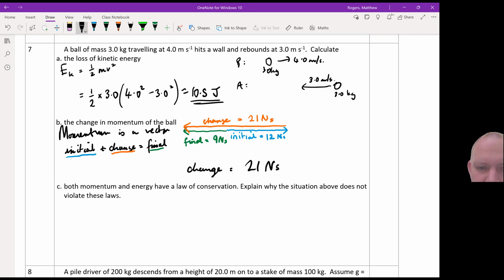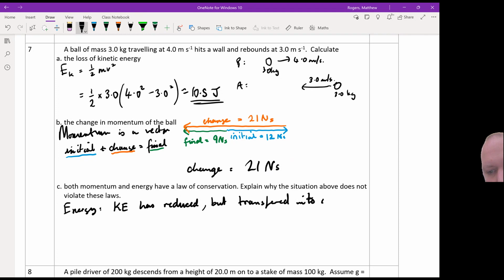Both momentum and energy have a law of conservation. Explain why the situation above does not violate these laws. So for energy, the kinetic energy has reduced, but it's going to be transferred into other forms. We'd expect thermal, sound, but probably mostly thermal. As the ball hits the wall it heats up, the ball heats up as it rebounds.